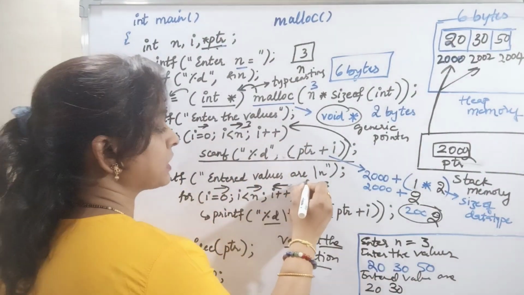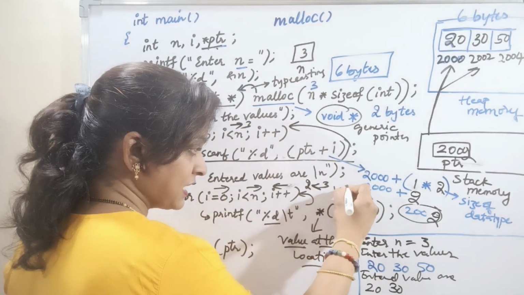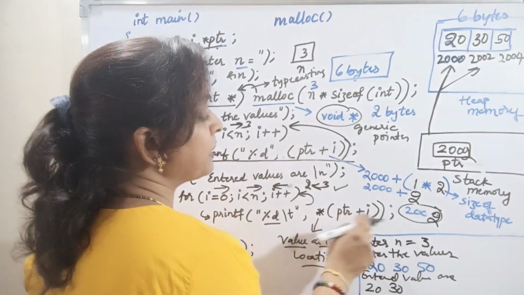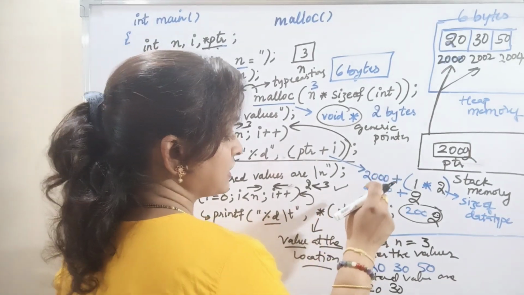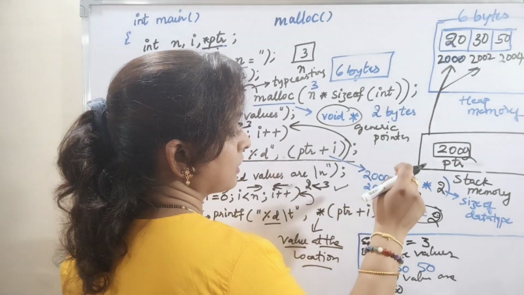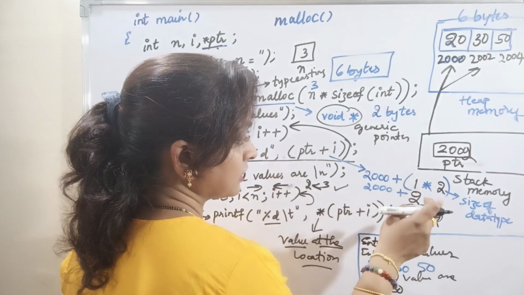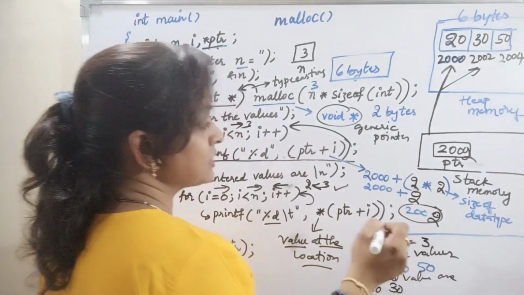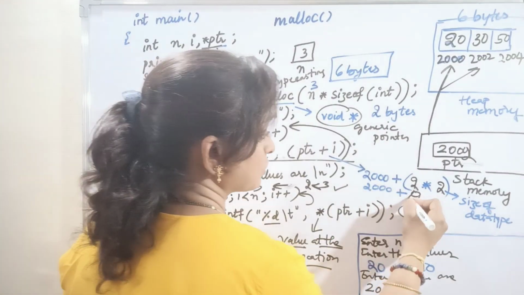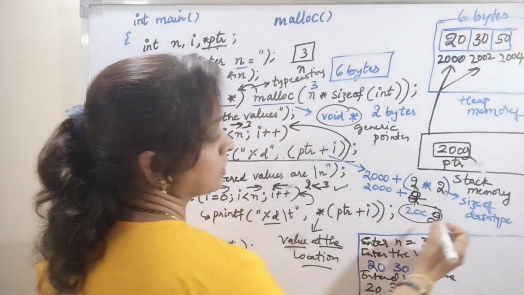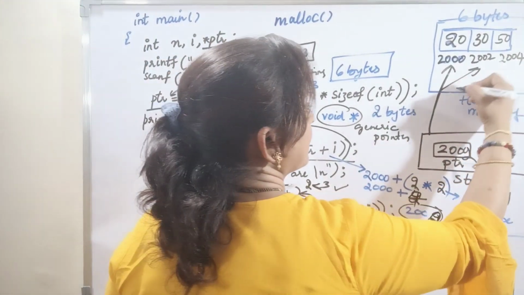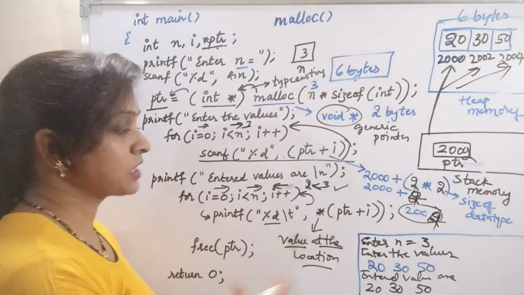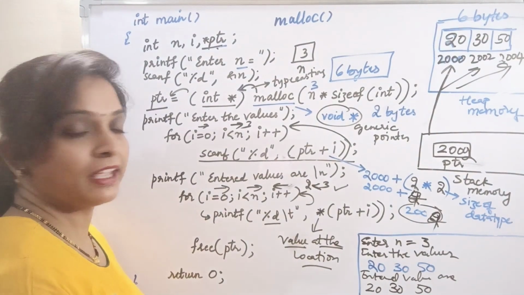Again look back, it becomes 2. 2 less than 3, yes. Print the integer stored at the location PTR plus I. PTR is 2000 plus, what is I? It is 2. 2 into 2, it is 4. So it is 2000 plus 4. So 2004, the next element, which is 50. So this is how it is going to print the value.